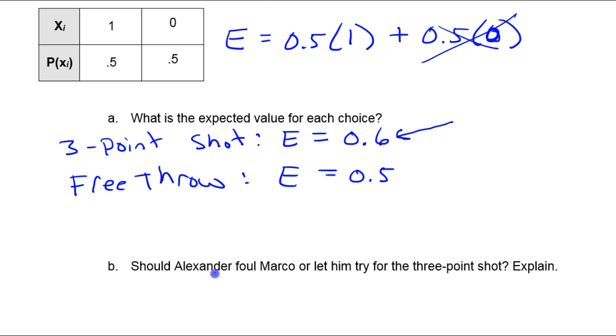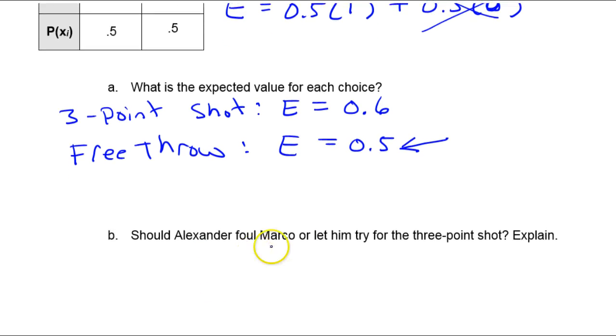Now, Alexander does not want that to happen. Alexander wants fewer points to be scored. So Alexander really wants to make Marco go for the free throw and get, on average, fewer points. So how does Alexander make Marco take the free throw instead of taking the 3-point shot? Well, he's got to foul Marco for that. So should Alexander foul Marco or let him try for the 3-point shot?